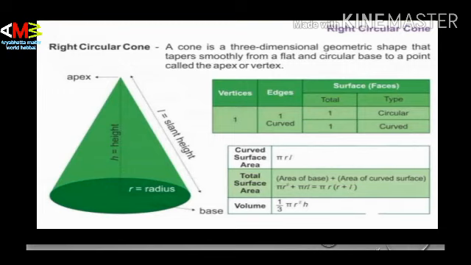Let us learn the right circular cone. This is the figure of a cone. It has a slant height L, r is the radius, and h is the height, the middle portion. This is h, this is the slant height L. Here also there are 3 formulas. Curved surface area is pi r L, where L is the slant height. Total surface area is pi r (r plus L). Volume is 1 upon 3 pi r square h. Pi r square h is the volume of the cylinder, so the volume of a cone is 1/3 of the volume of a cylinder. These are the 3 formulas for the right circular cone.